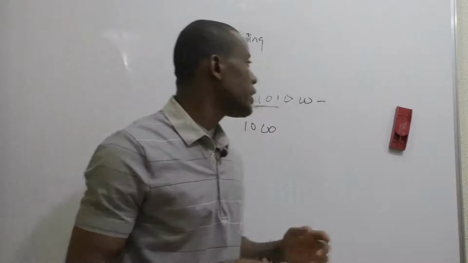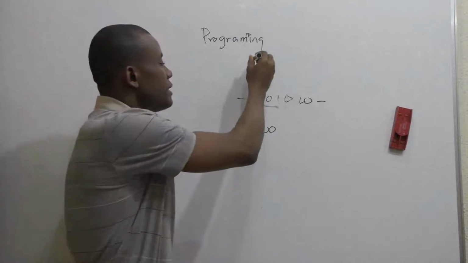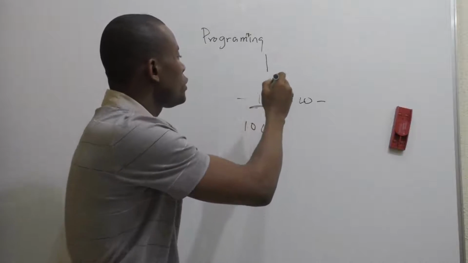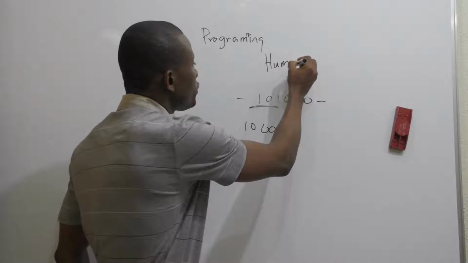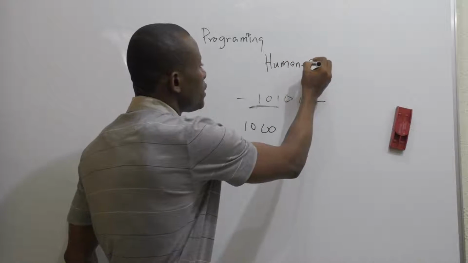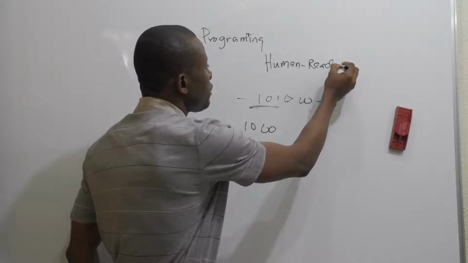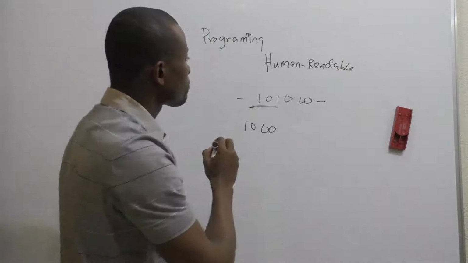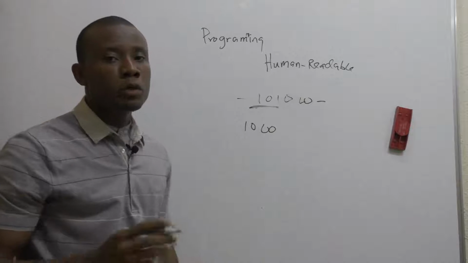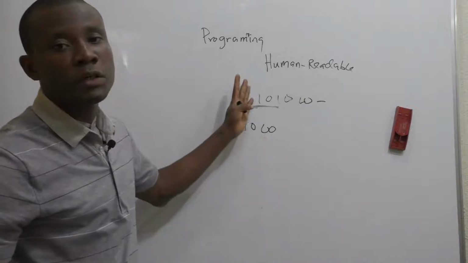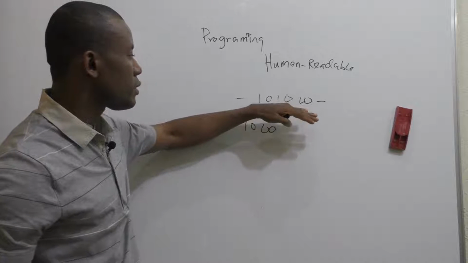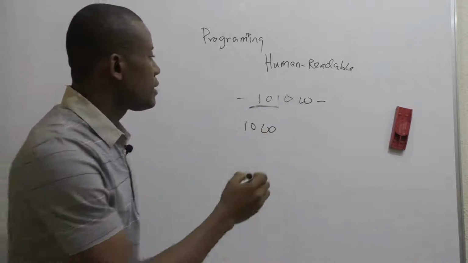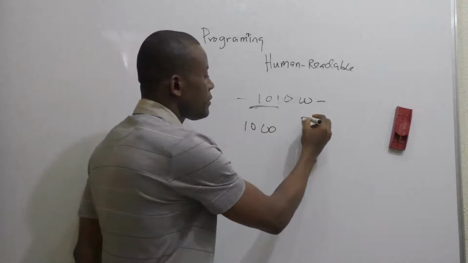So since we need to write a program that humans will understand, then we need a way to map a human readable program to a computer readable program. Okay? So a programmer must understand this concept, that a computer understands this language of ones and zeros. The real name is binary.